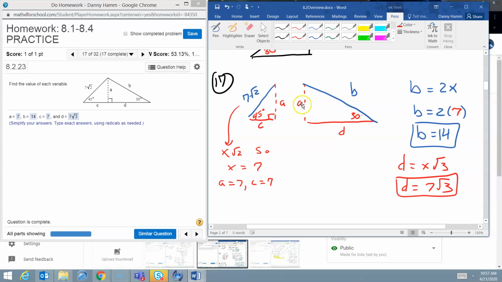So now going over to here, I know that this a is now 7. And so that 7 now correlates to the 30 degrees in this other triangle. So if I know this is 7, for B, I simply multiply that times 2 to get 14. Done there. And D is the one that is opposite of 60 degrees, so it is the one that is x times root 3. And I simply replace the x with what I know it is, which is 7. And we are done.